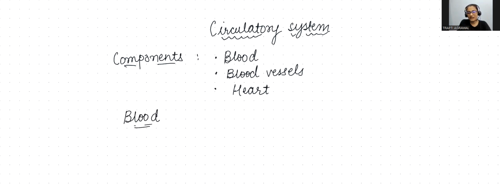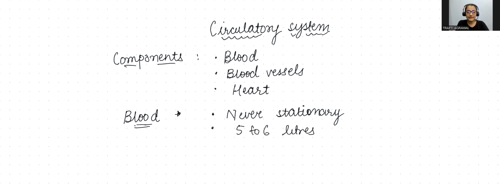Okay. So talking about the blood, blood is never stationary. It is always in a movable state, in a running state. And secondly, students, the amount of blood inside our body is around 5 to 6 liters. And this blood is carried by the different blood vessels, including the arteries and the veins, which we will learn.